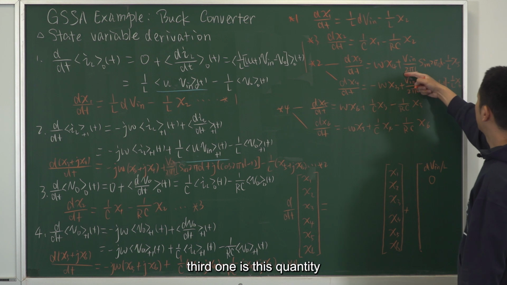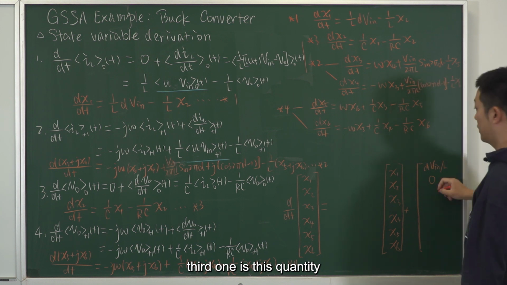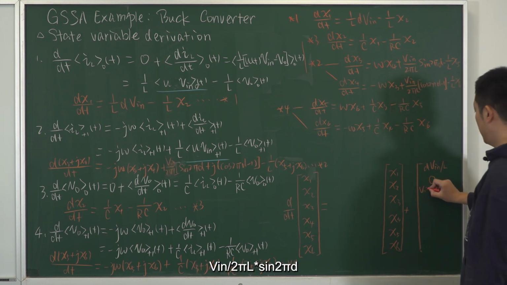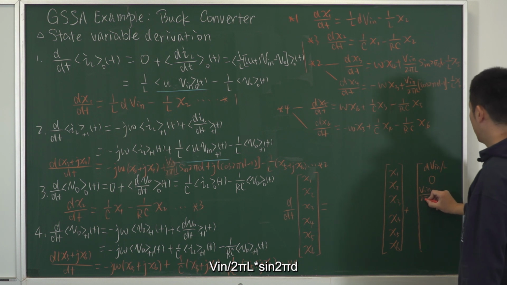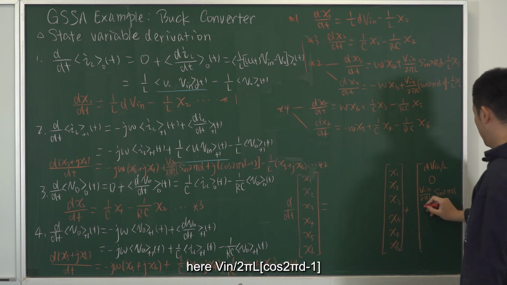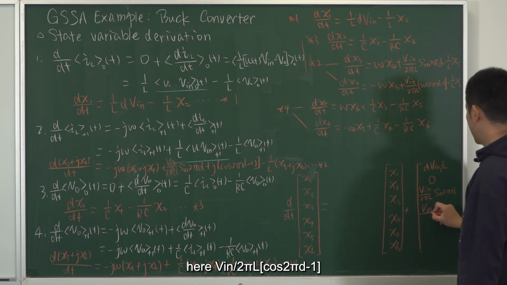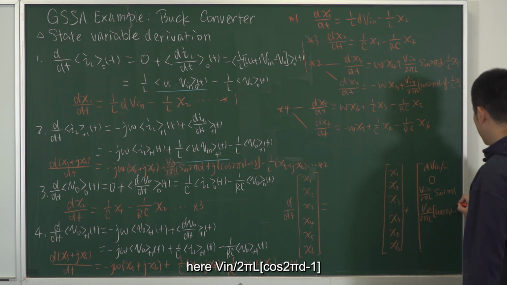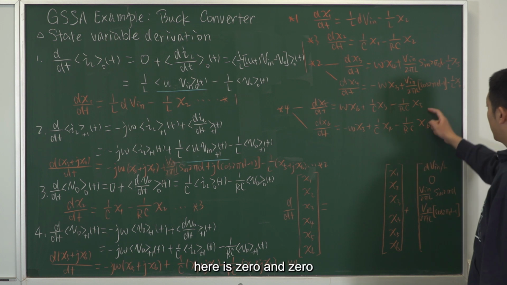Third one is this quantity, Vin over 2 pi L sine 2 pi d. Here, right, Vin over 2 pi L cosine 2 pi d minus 1. Here is 0 and 0.